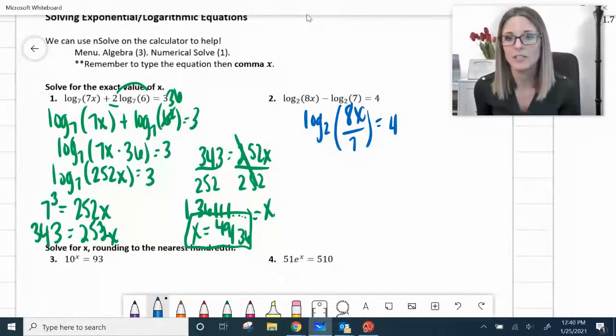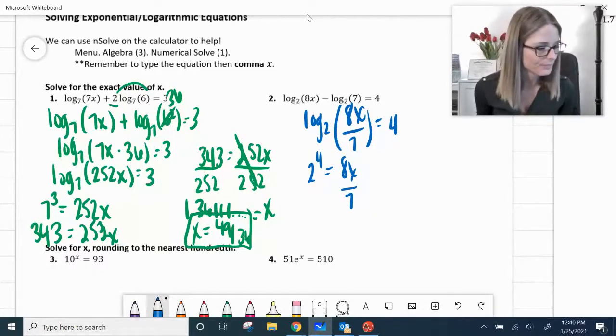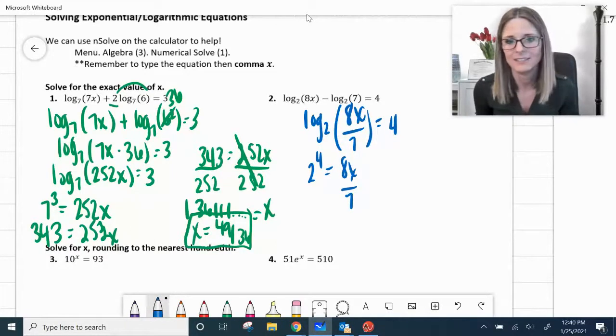Again, I'm going to change this now into exponential form. Now that I've condensed it down as much as possible, I've got base 2 to the 4th is equal to 8x over 7. I think I chose this problem on purpose because it's a little messy. So 2 to the 4th, check my notes here, is 16. So you have 16 equals 8x over 7. Start solving. From here, it's easy peasy.